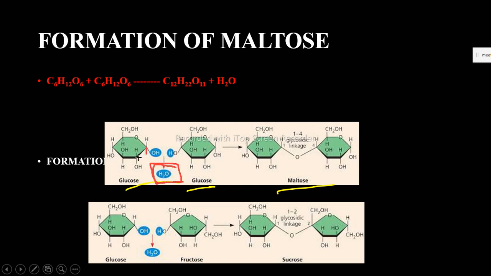Where this is carbon 1, 2, 3, 4, 5, and 6, then this is carbon 1, 2, 3, 4, 5, and 6. So when carbon 4 and carbon 1, the OH groups on carbon 4 and carbon 1, approach each other, they will undergo what we call a condensation reaction, where they form a water molecule, and a 1,4 glycosidic bond is going to be formed that will hold these two molecules together.